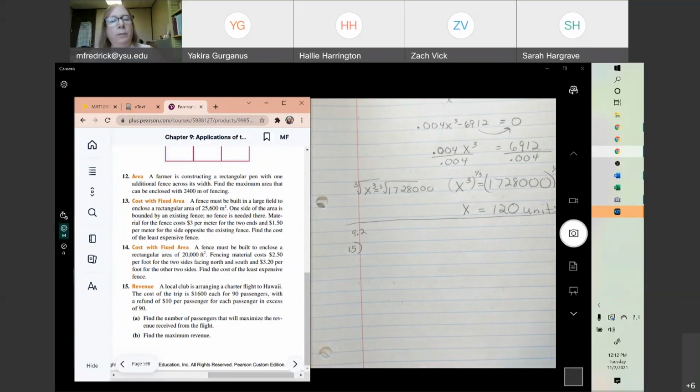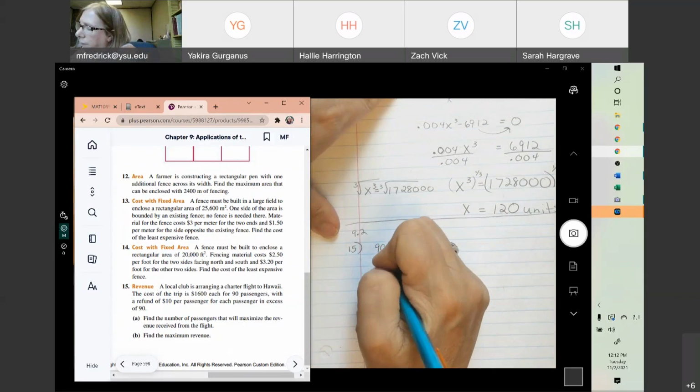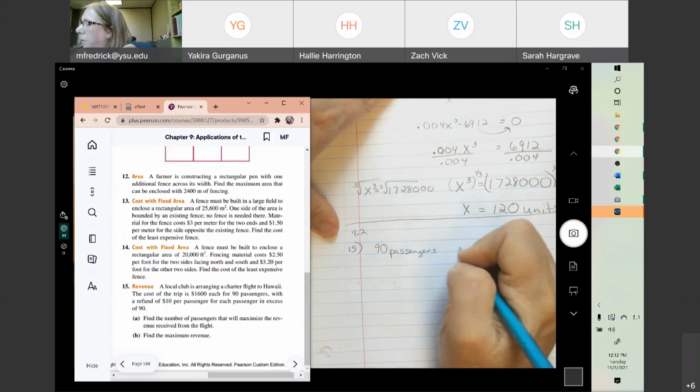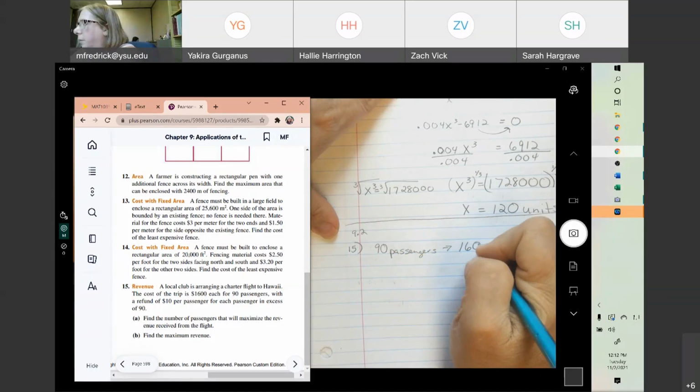A local club is arranging a charter flight to Hawaii. The cost for the trip is $1,600 each for 90 passengers. So if they have 90 passengers, they charge $1,600 each.